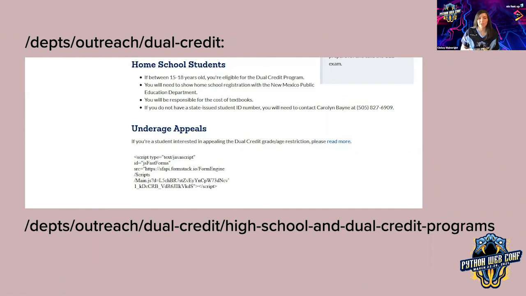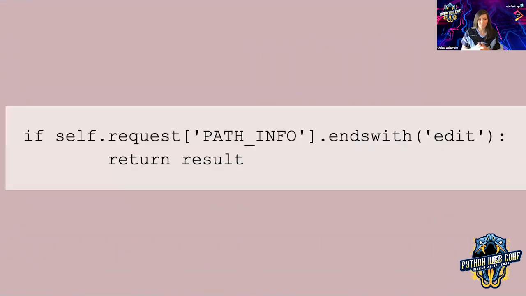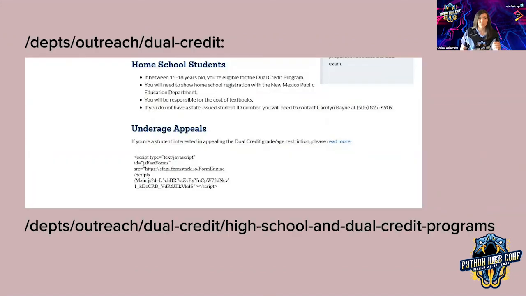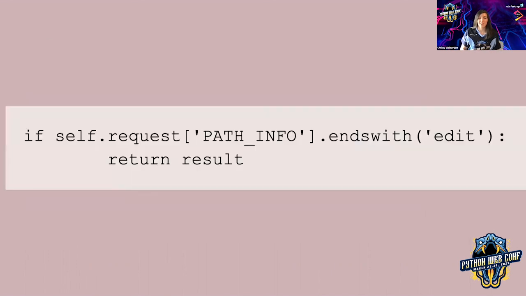So now at this point, I dug into the uwash.snippets code to figure out how it does the transform. And I found this at the beginning of the transform function that renders the HTML. If self.request path info ends with edit, return result. And if you recall, the URL was dual-credit. So in this case, that's true. It ends with edit. And then it just returns the snippet without actually rendering it. So that was my actual problem.